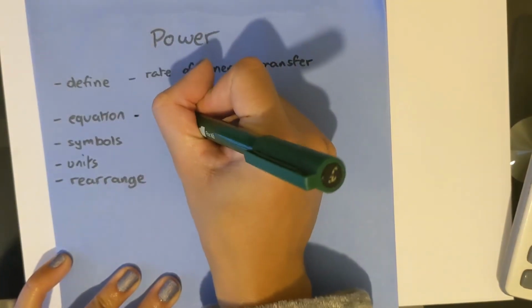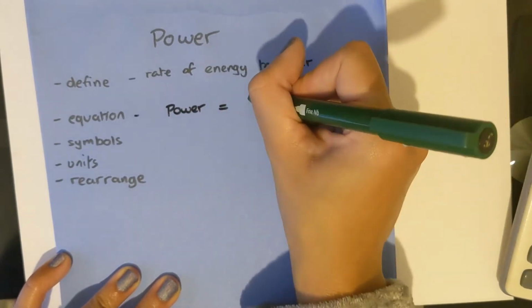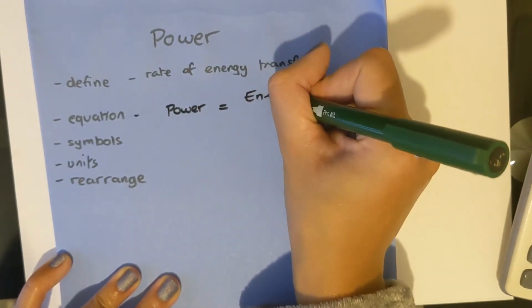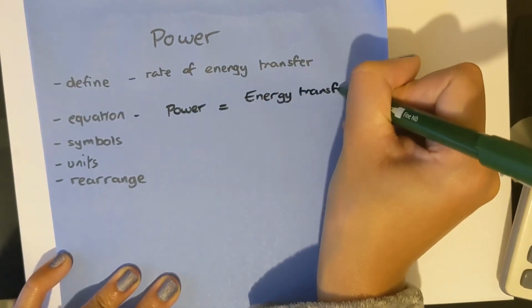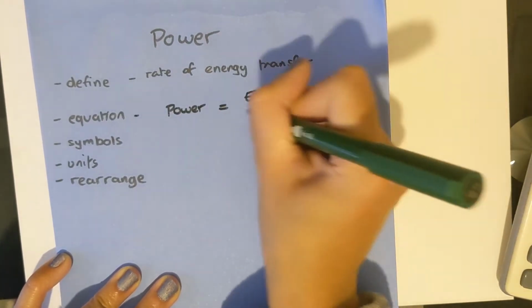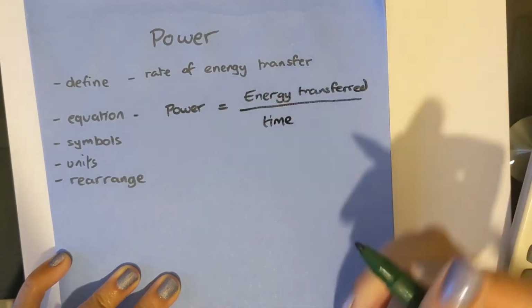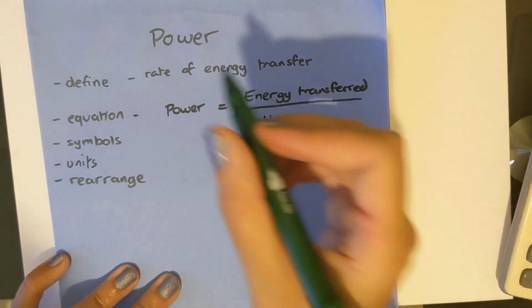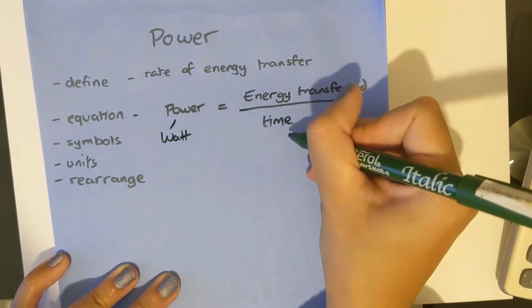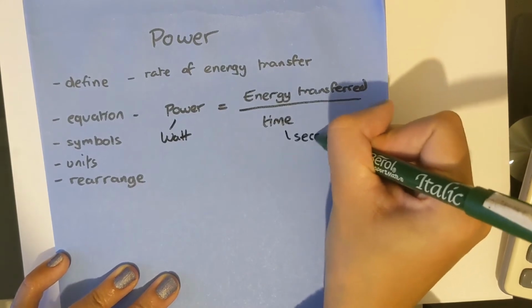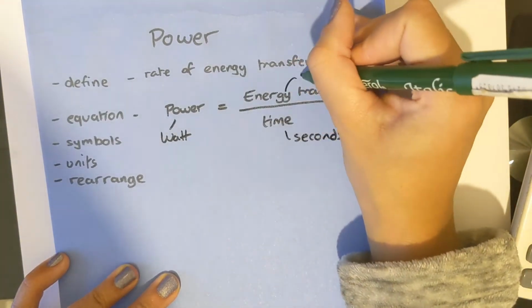And the equation for power is power equals energy transferred divided by time. The unit for power is the watt, and the unit for time in this equation is seconds, and energy is of course joules.